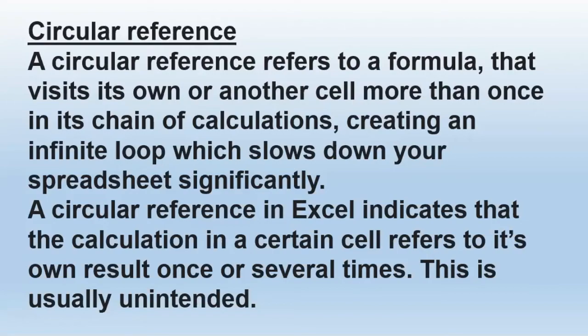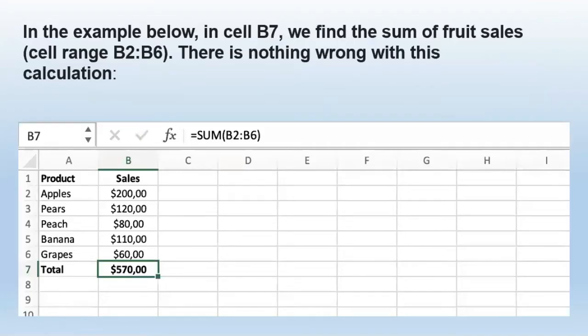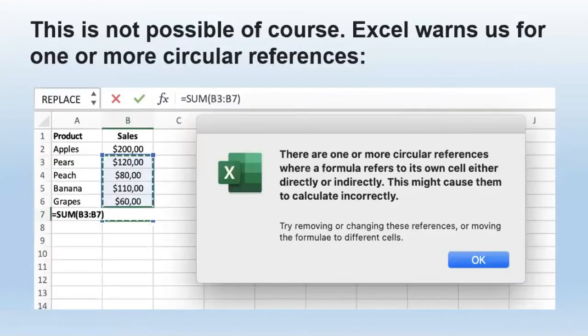Okay, a circular reference in Excel indicates the calculation in a certain cell refers to its own result once or several times. This is usually unintended. Now I give you the example of the circular reference. This active cell shows the formula of the circular reference, and it is calculated from this to that. So it forms a circle, meaning it is calculating all the values together.